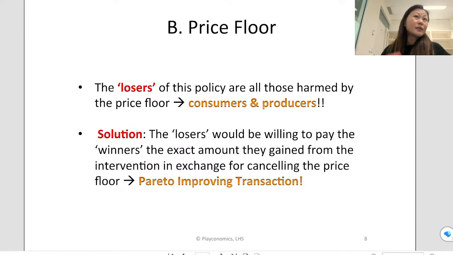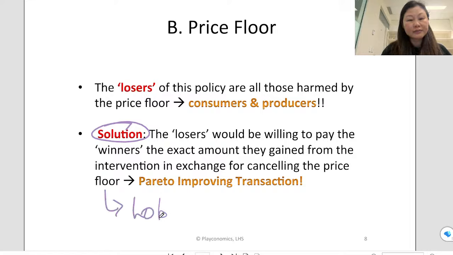Now we talk about the losers and we talk about consumers and producers, but what is the solution? That is the key thing that we are asking. The solution is that the losers are willing to compensate the winners in the attempt to get the government to get rid of the price floor. Canceling the price floor, we call that a lobby. We want the whole group to lobby the government to get rid of the price floor. This would be a Pareto improving transaction. Now, how do we do that?